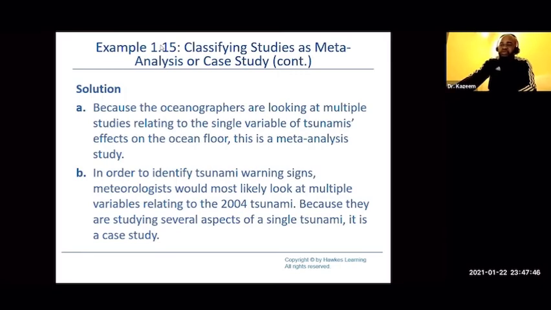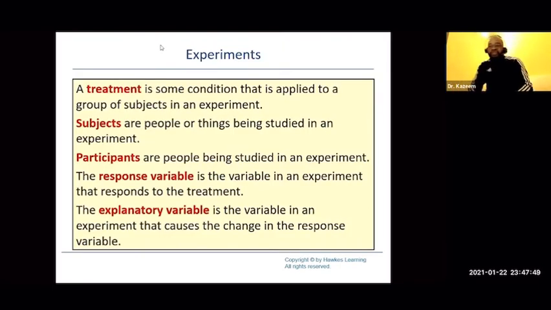Okay, now the next thing here is experiment. In experiments, we have some terms that we use. The other time I told you, an experiment is when a researcher decides to assign participants to groups. Of course, in an experiment there's something we call a treatment, and the treatment happens to be a condition that is applied to a group of subjects in an experiment. I'm going to give you an example right now.